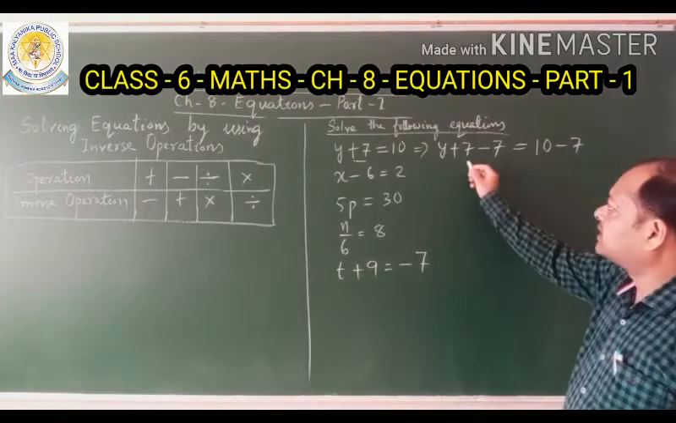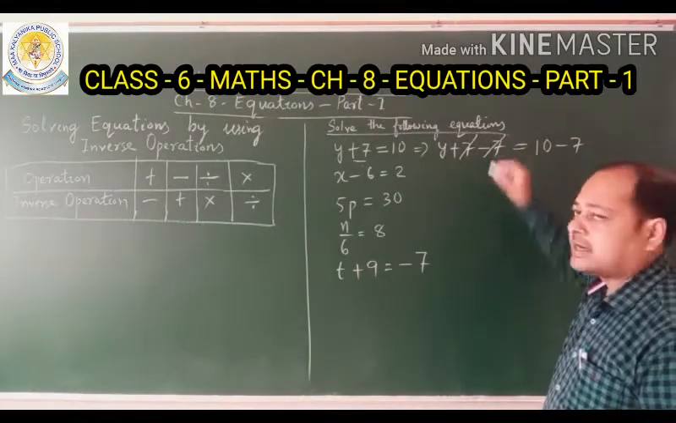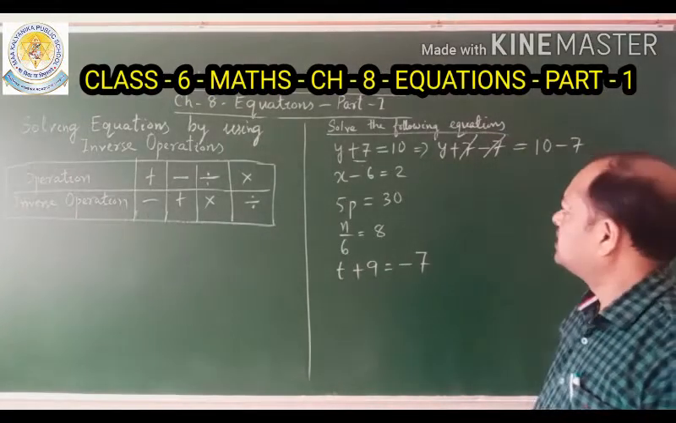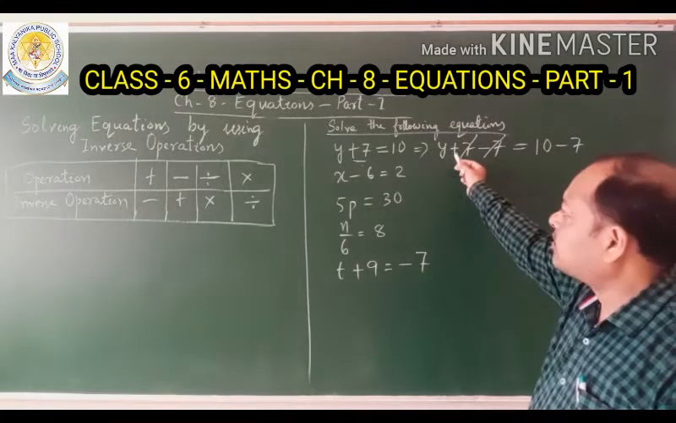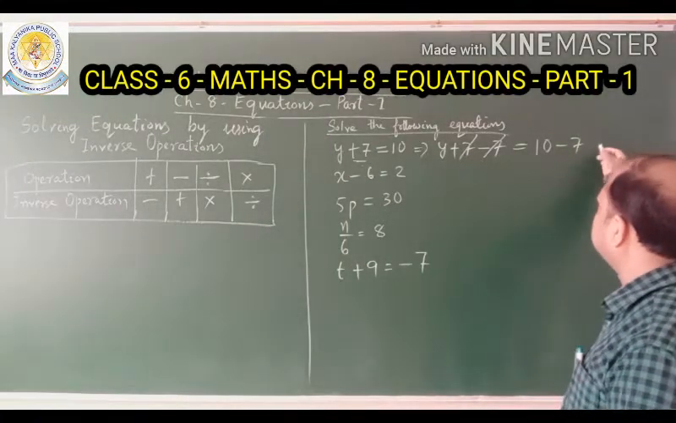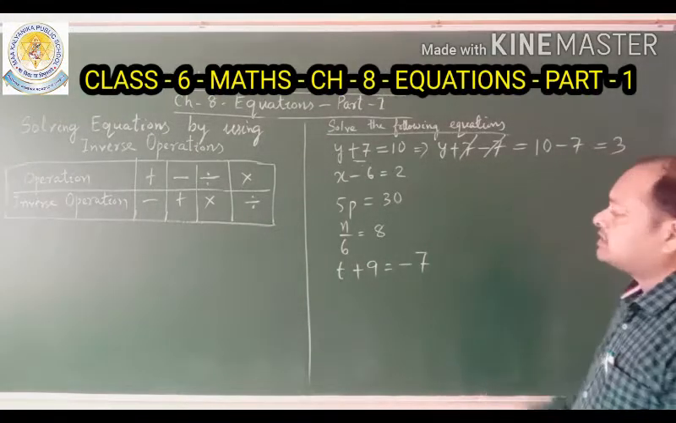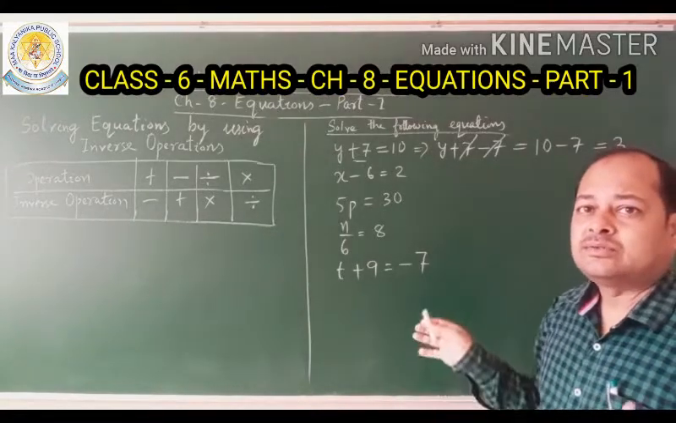So what is the value we are getting now? See, plus 7 and minus 7 both are cancelled, and we are getting here y equal to 10 minus 7. How much? That is 3. So we are getting y equal to 3.